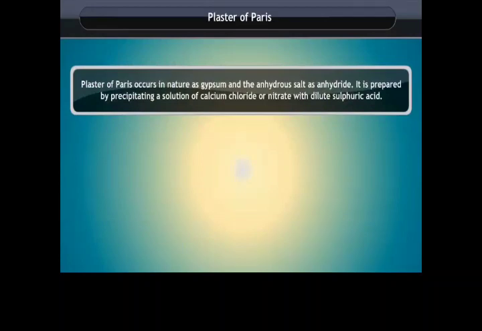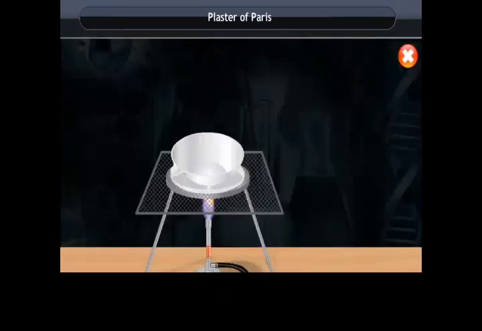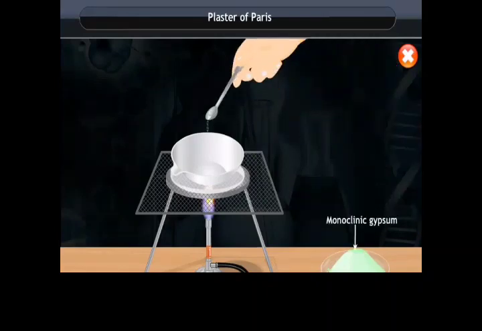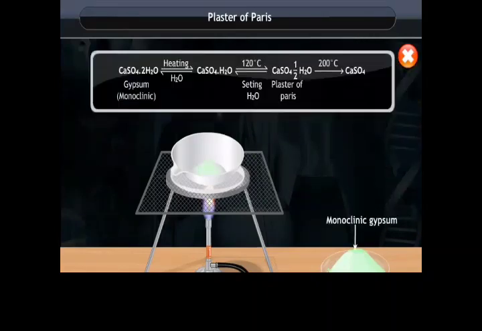Plaster of Paris. Gypsum occurs in nature, and the anhydrous salt as anhydrite. It is prepared by precipitating a solution of calcium chloride or nitrate with dilute sulfuric acid. On heating, the monoclinic gypsum is first converted into the orthorhombic form without the loss of water. When the temperature reaches 120 degrees Celsius, it converts into hemihydrate. This hemihydrate is called plaster of Paris or POP. The latter loses water, becomes anhydrous above 200 degrees Celsius, and finally above 400 degrees Celsius it decomposes into calcium oxide.